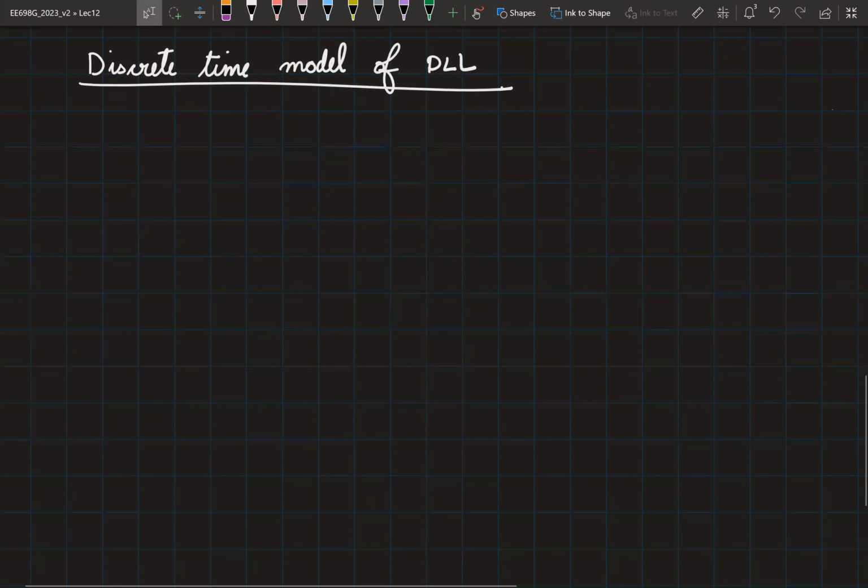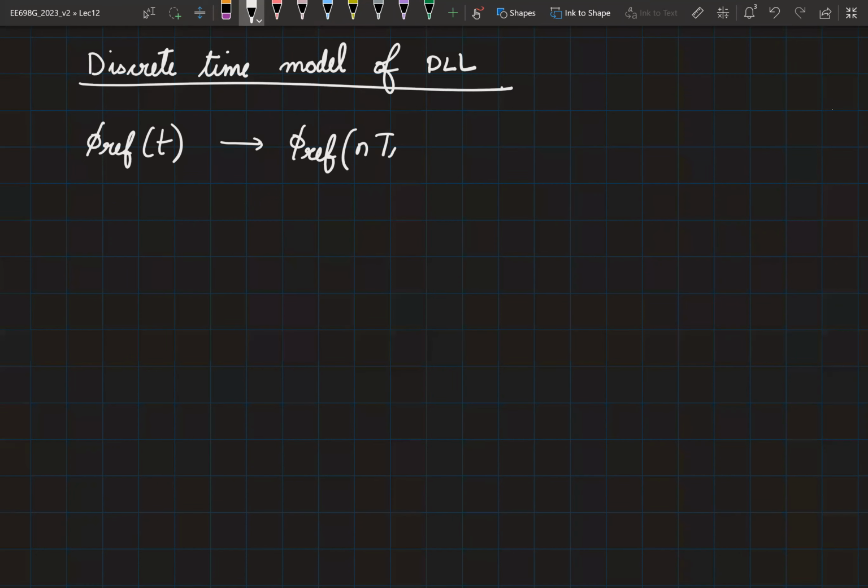So the main motivation of going to this discrete time model is so that we can capture the sampling behavior into our model, right? So if I have phi ref of t, the DLL is simply looking at phi ref at n times t ref, correct? Which means I can simply look at a sequence of phi ref of n, where for each value of n, I obtain the value by sampling this phi ref of t at n times t ref. Okay. Similarly, I will have a phi out of n, a VC of n, etc.